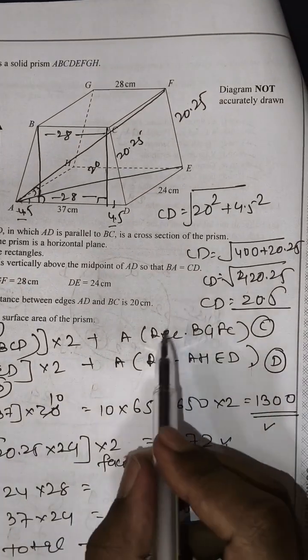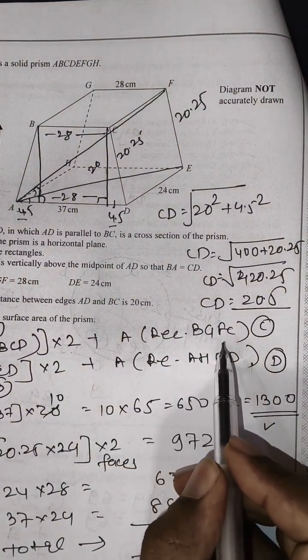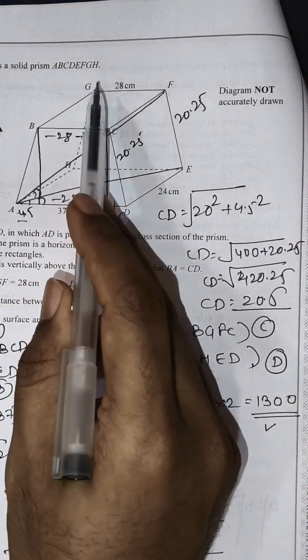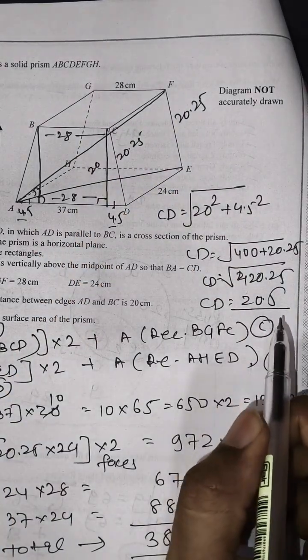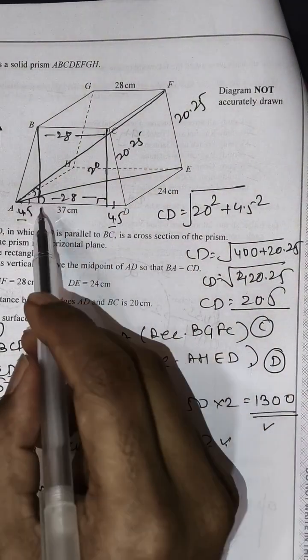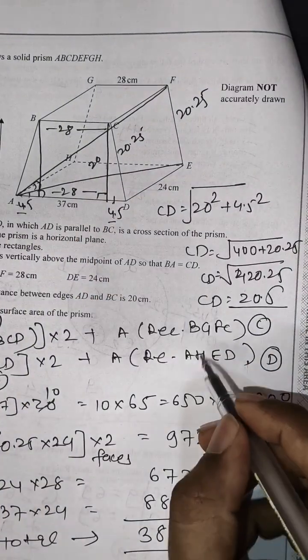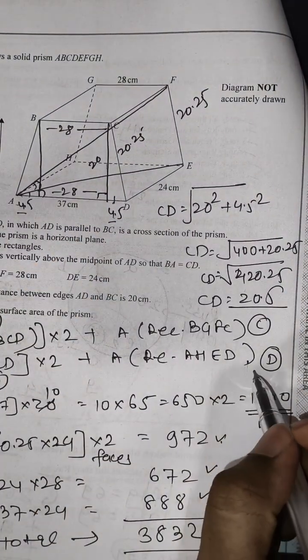Correct? Now look at this part. Rectangle BGFC, correct? This will be only a single one. Why? Because there is only one face of it. And another bottom rectangle, which is ADEH or AHED, whichever you call it. That is also possible. Correct?